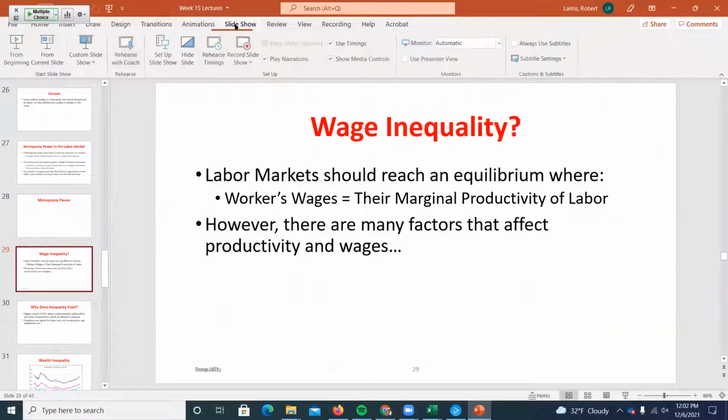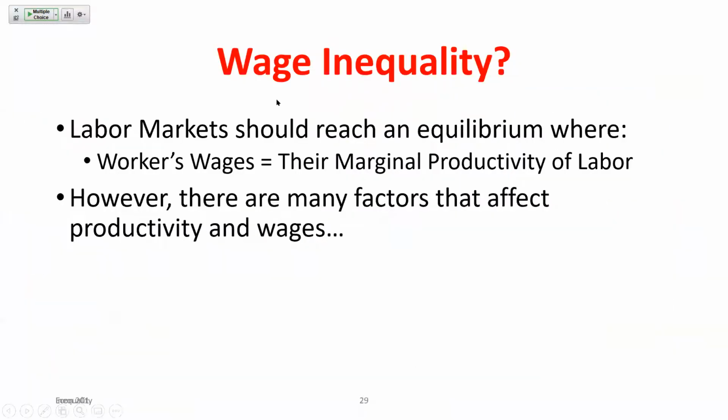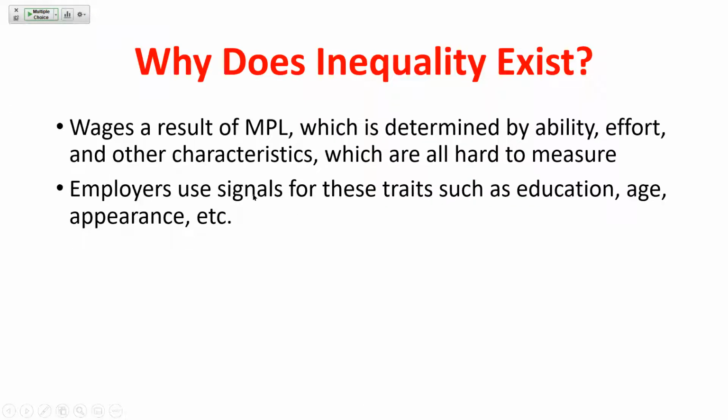So where we left off was thinking about reasons why wages might not be equal to the workers' value of their marginal product of labor. So we talked about unions, we talked about monopsony power, right? So maybe there's also some other factor. What else is driving this income inequality?